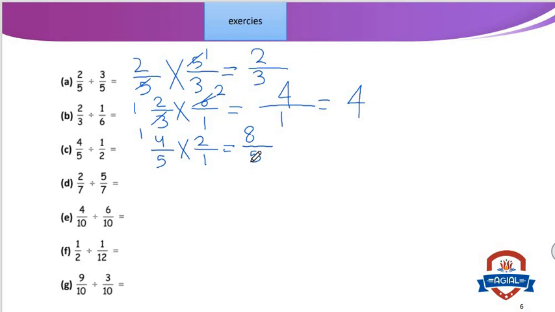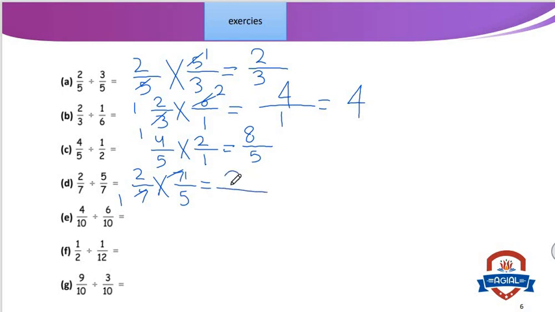Okay, letter D. Who can solve with me? 2 over 7 divided by 5 over 7. Leave 2 over 7. Exchange, multiply. Flip 7 over 5. Do you have a common factor between numerator and denominator? Yes, 7 and 7. 7 divided by 7 equals 1.